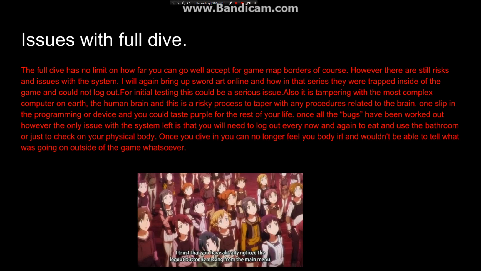Once all the bugs have been ironed out, however, the only issue with the system left is that you will need to log out every now and again to eat, use a bathroom, or just check on your body. Once you dive in, you can no longer feel your body in real life, and wouldn't be able to tell what was going on outside the game whatsoever.